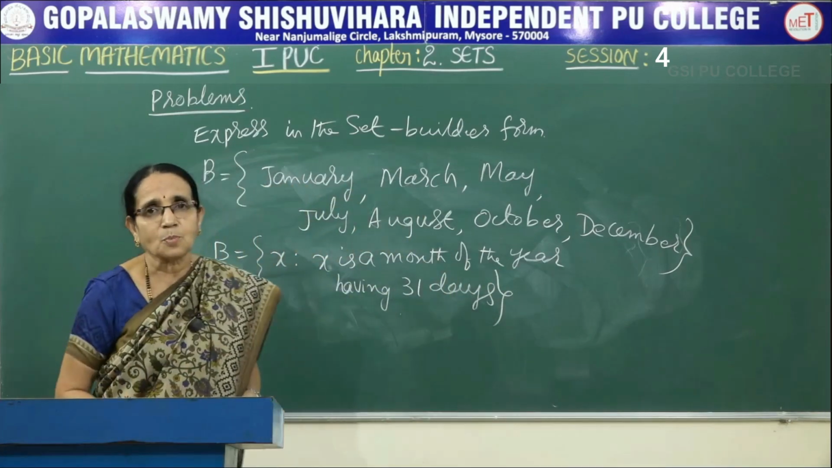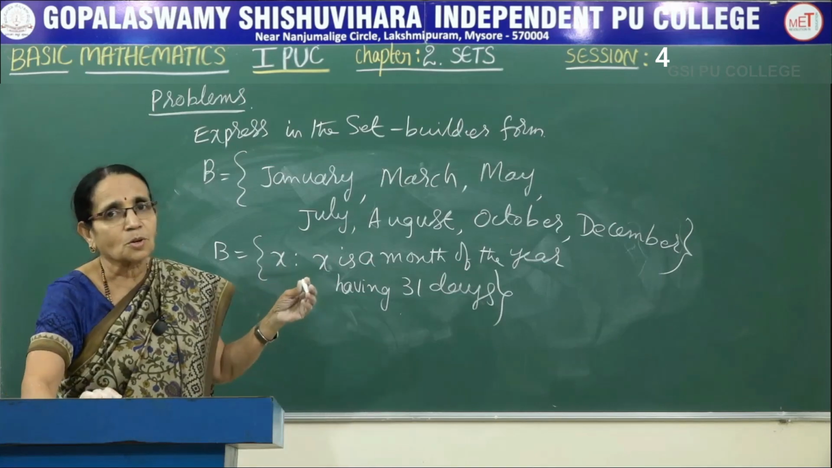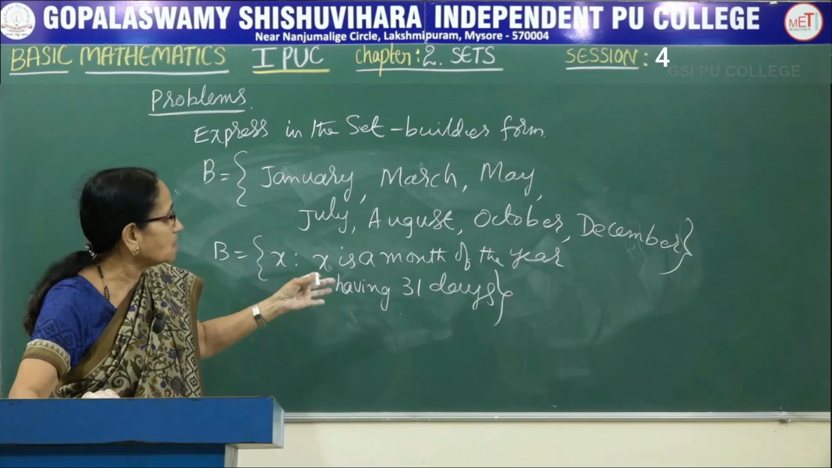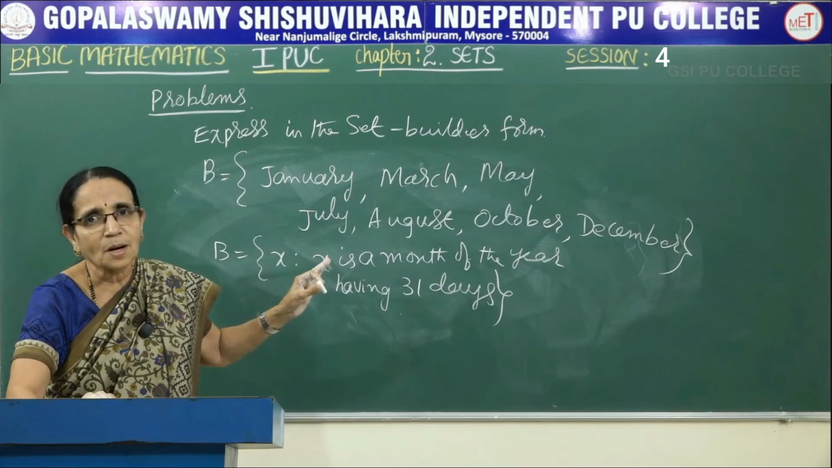In all the earlier problems, I had considered numbers, isn't it? So depending upon the number, you have to write the condition. Here, some words have been given, so you have to write the condition or the property that would satisfy all the elements of the given set.